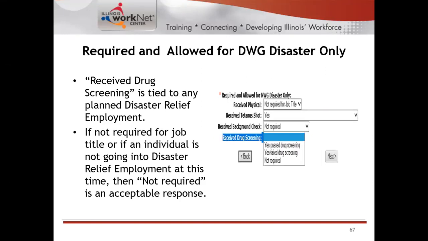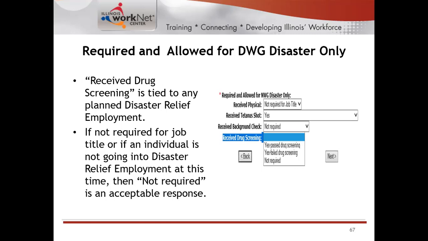And then receive drug screening. Yes, past drug screening. Yes, failed drug screening, not required. If the person failed the drug screening and that's your answer in there, it's going to not pass the logic for the alternative to eligibility criteria. And if the person's certified under traditional dislocated worker, it's not going to let him or her be put in the disaster relief employment service. So these screens have eligibility. They don't have eligibility tied to it, but there is internal logic to these responses. So it's important that staff understand that.